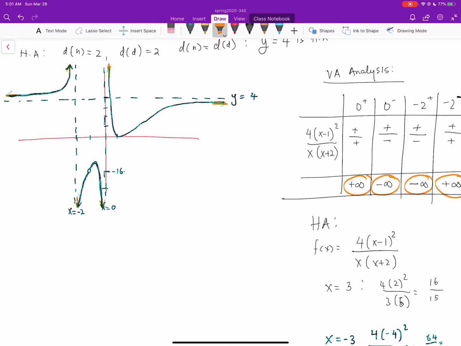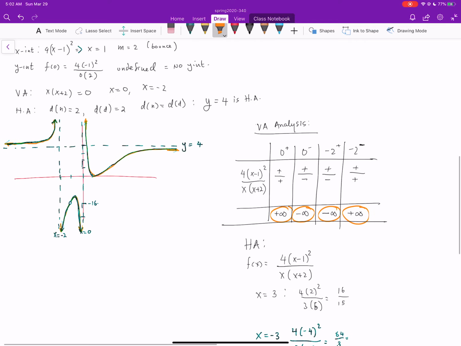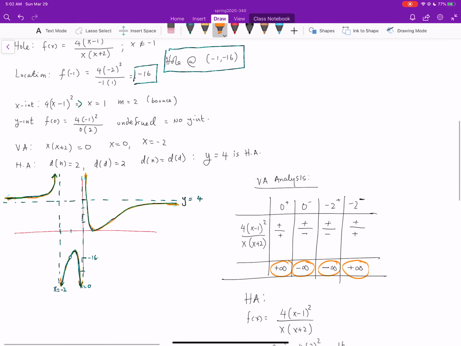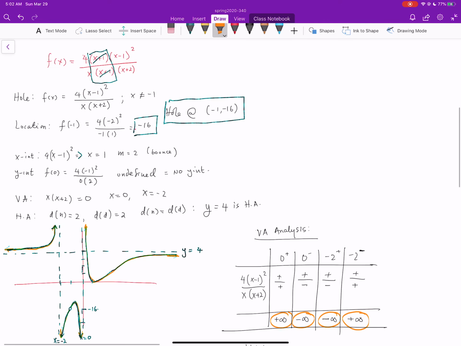You end up getting that piece going through here, and then from there it's going to taper close to that. And then I have coming from negative infinity, getting through the hole. I know it has to come back down, so it comes back down all the way over there. And then the other piece that's from positive infinity, it gets closer and closer to the line y equal to 4. So hopefully this gives you a sense of how graphs can look when you have a common factor. Okay.